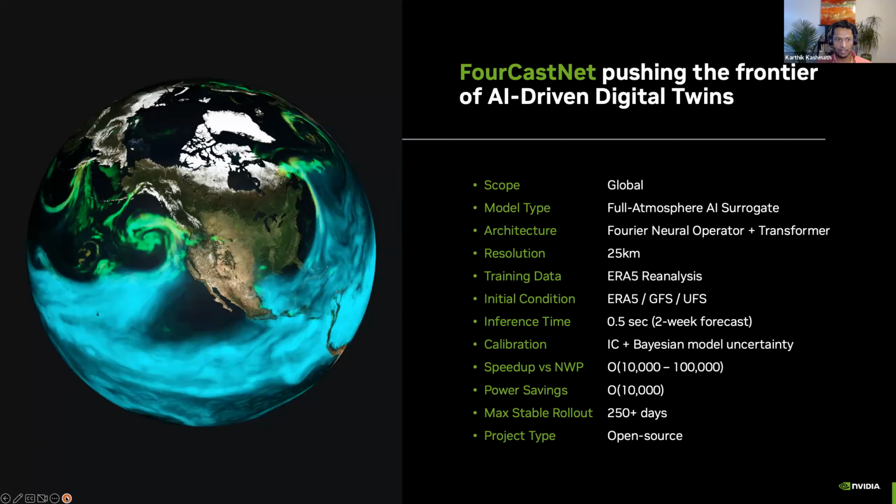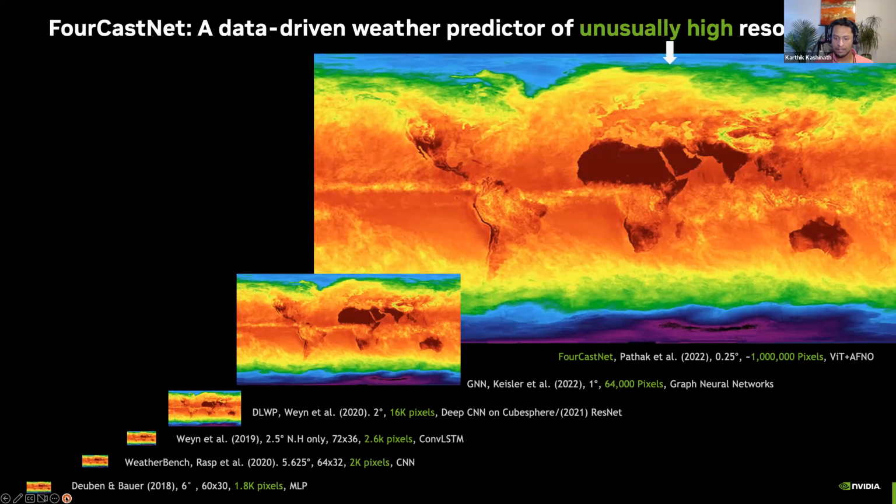ForecastNet is already open sourced, and it's meant to be a highly collaborative project along with various partners. So a brief history of data-driven weather prediction, which some of you might be aware of. It's not that old. It's about 4.5, 5 years old at this point. It started off with Dueben and Bauer in 2018 from ECMWF.